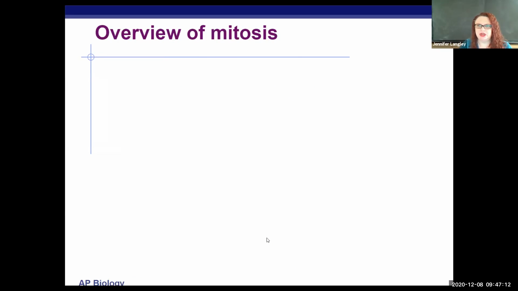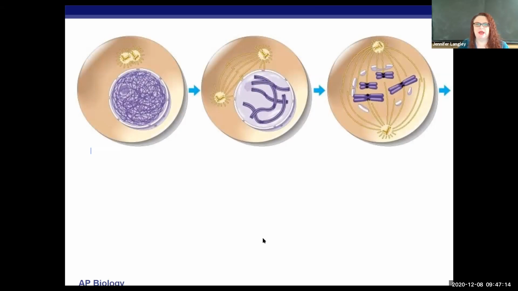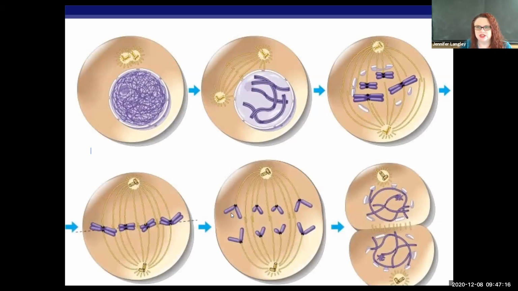So an overview of mitosis. You did this again, 7th and 9th grade. We have multiple stages for mitosis. We start with a normal cell, a cell just hanging out. And that we call interphase. This is not part of cell division. This is just the cell hanging out.